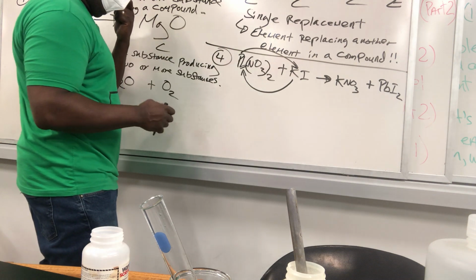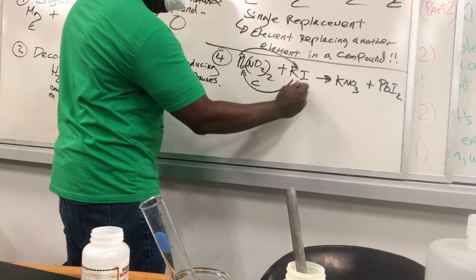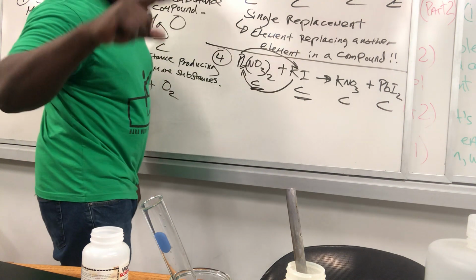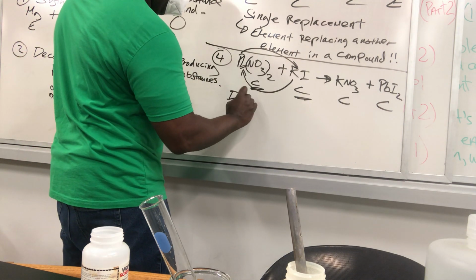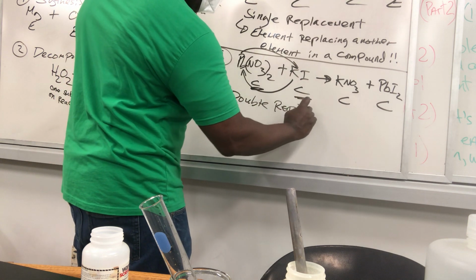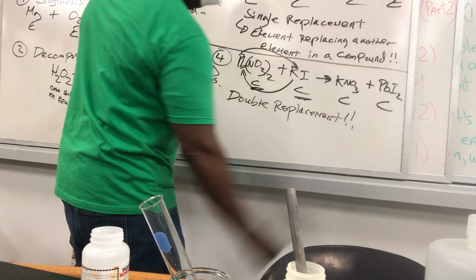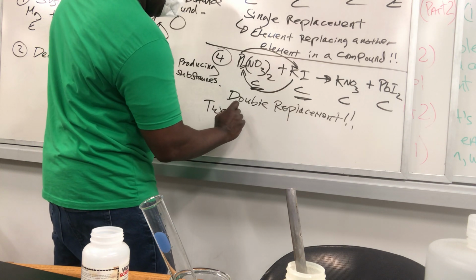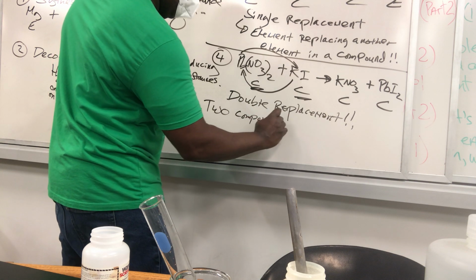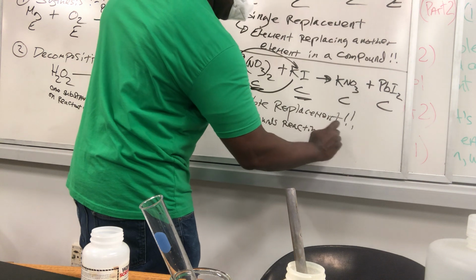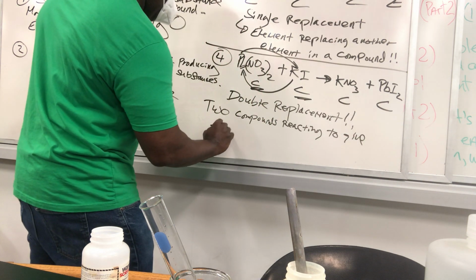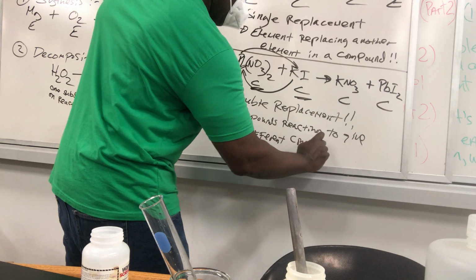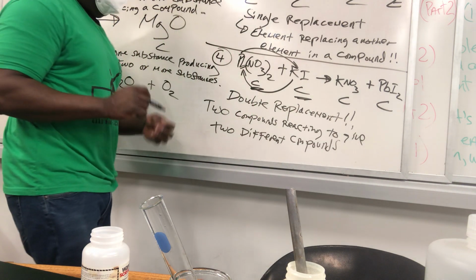But the main thing we want to write down, folks, is this type of reaction, where you have a compound reacting with another compound, normally ionic, to give you two different ionic compounds. That's called double replacement. So this is called double replacement, and you can basically say two compounds reacting to give two different compounds. You see that? Okay, no problem. So that's that.